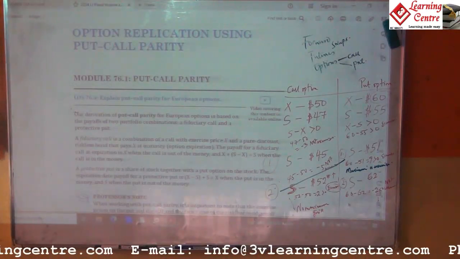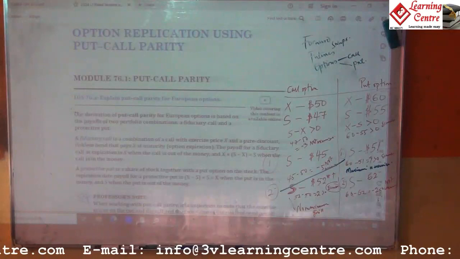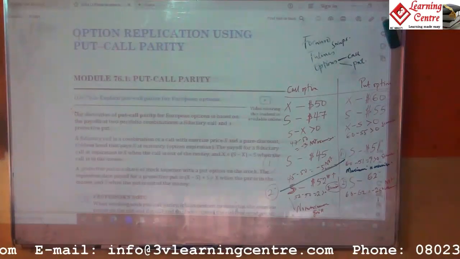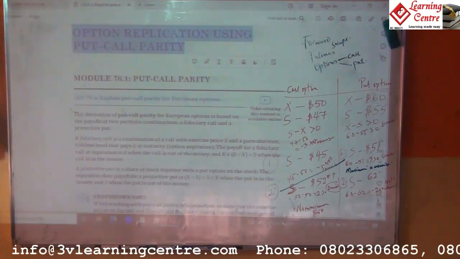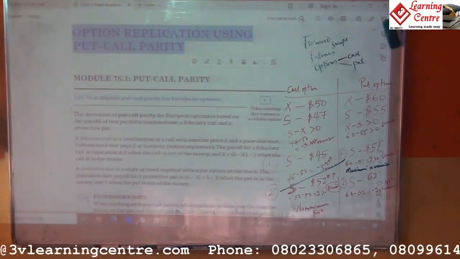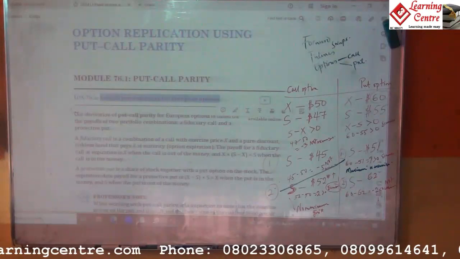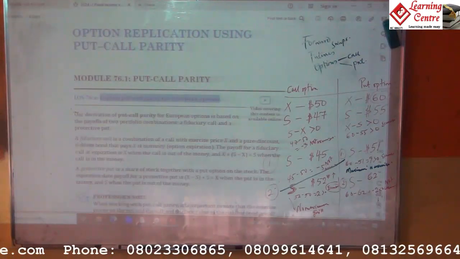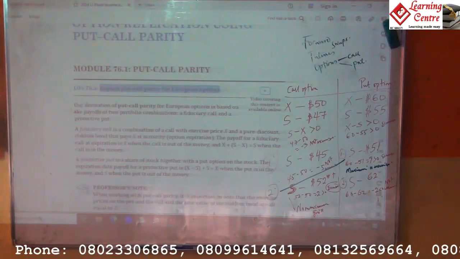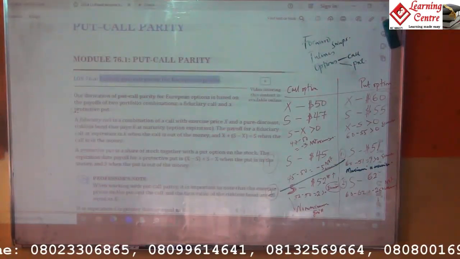All right. So now we look at the option replication using put call parity. So we need to explain what put call parity is first for European options. Okay. So remember we have spoken about X and S, X and S. So we need to understand that.